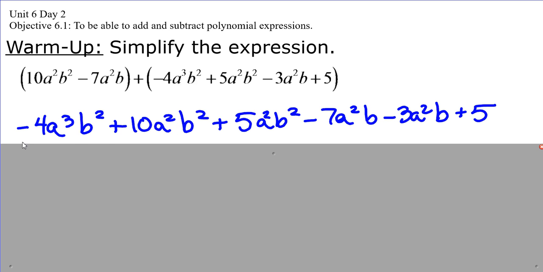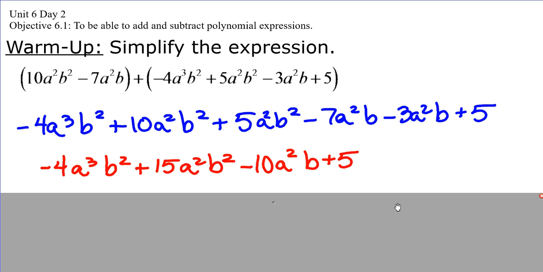So we can see nothing is really matching with our first term. Our second and third terms are a match, so we're going to have 15a squared b squared. Our next two terms are a match, so we're going to have a negative 10a squared b, and then we have our constant of 5. And again, we said we'd write these in standard form, so we went with the highest degree for your variable for a, and variables are written in alphabetical order, and we want to write those terms in descending order for the exponents. That's why we've got a to the third b squared, a squared b squared, a squared b, and our constant.